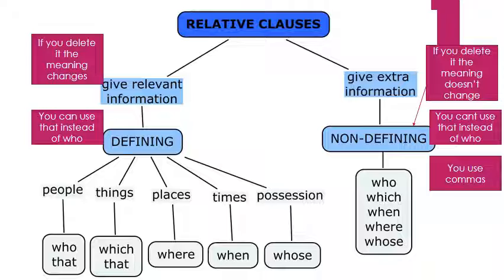So again, what are the differences between defining relative clause and non-defining? Defining gives important information. In non-defining, extra information, not important. In defining, if you delete the relative clause, the meaning changes. In non-defining, if you delete it, the meaning does not change. In defining, you can use that instead of who. In non-defining, you cannot use that instead of who. In non-defining, we have commas, but in defining, we don't have commas. I'll show you in examples how.